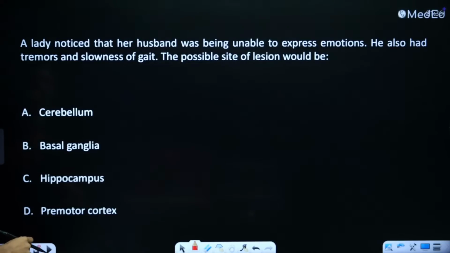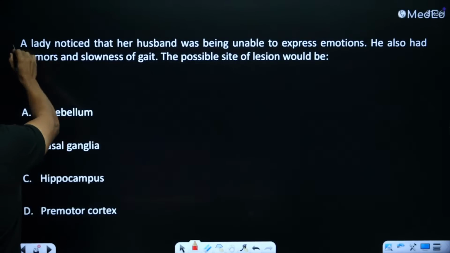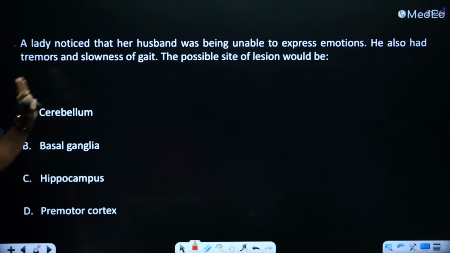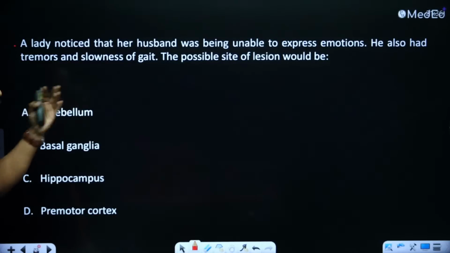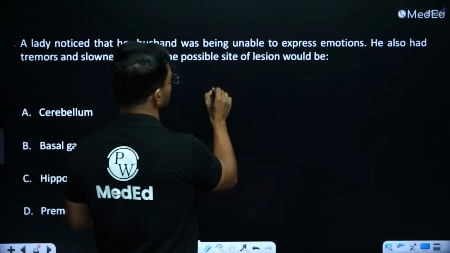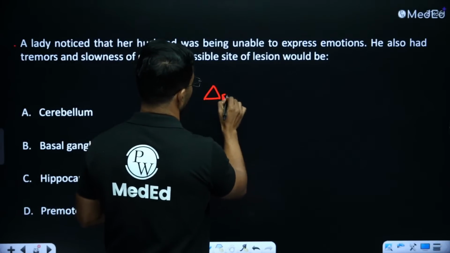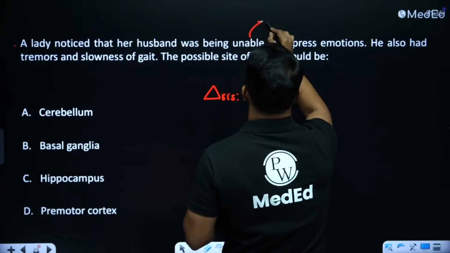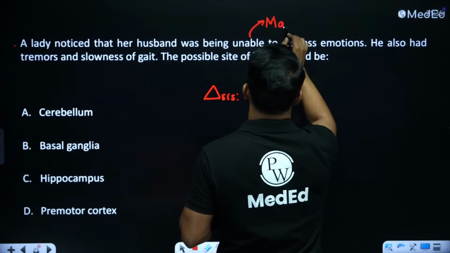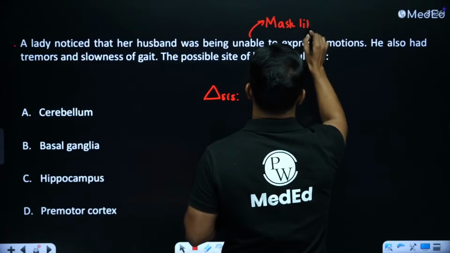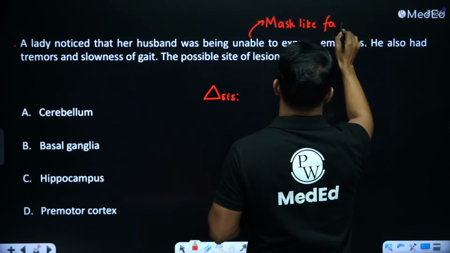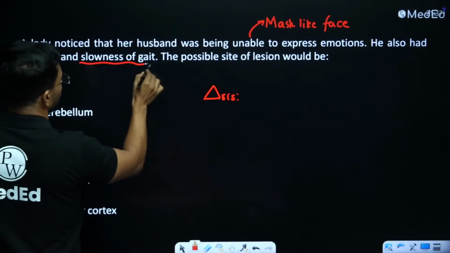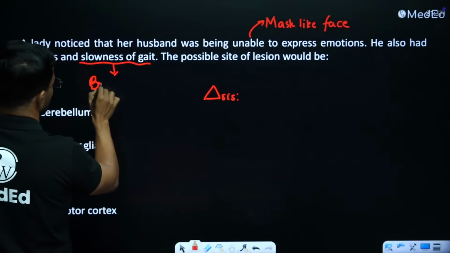Okay, the next question. A lady noticed that her husband is unable to express emotions. He also had tremors and slowness of gait. So what is the possible site of lesion? So what is the diagnosis here? Unable to express emotions, right? So in other words, it looks like the patient has a mask-like face. Then tremors and slowness of gait, that is bradykinesia.